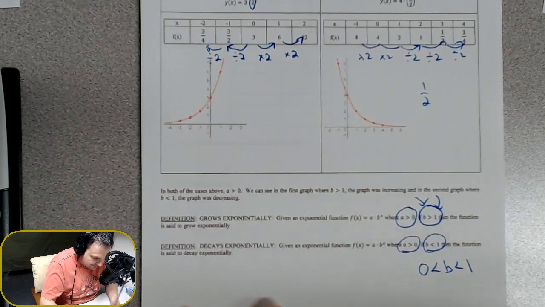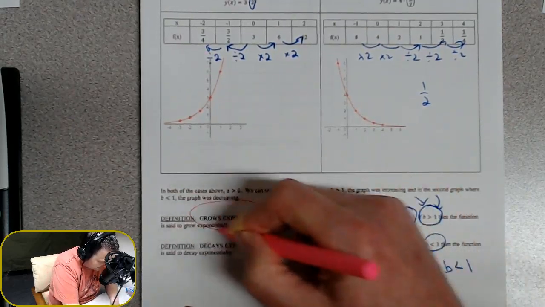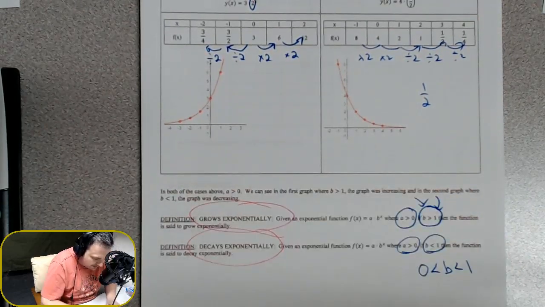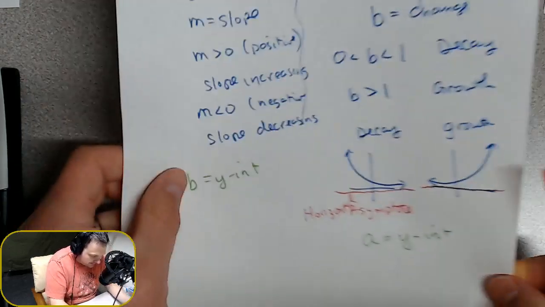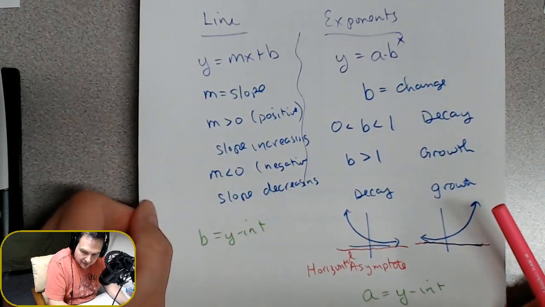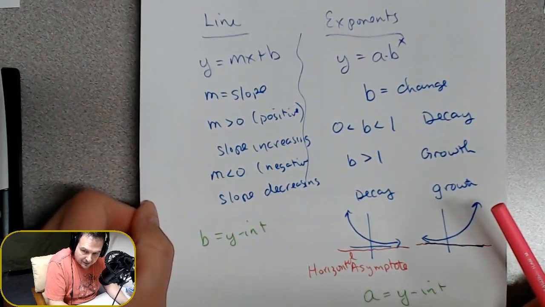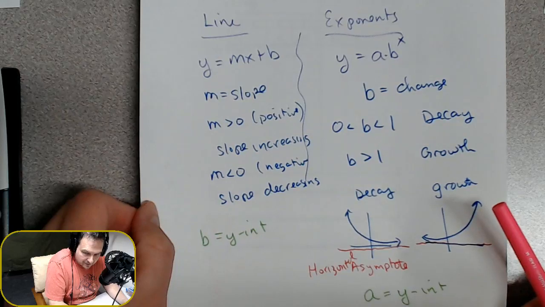Highlight that. Let me highlight those. Exponential growth, exponential decay. That's the two words that we were using in this sheet right here. Again, this is your note sheet. This is what you use to study, especially with the quiz. It's open notes. This is what you have for it.